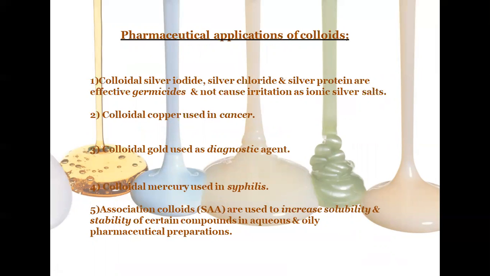So these are the pharmaceutical applications of colloids. Colloidal silver iodide, silver chloride, and silver protein are effective germicides and do not cause irritation like ionic silver salts. Colloidal copper is used in cancer, colloidal gold as a diagnostic agent, and colloidal mercury in syphilis. Association colloids are used to increase the solubility and stability of certain compounds in aqueous and oily pharmaceutical preparations.